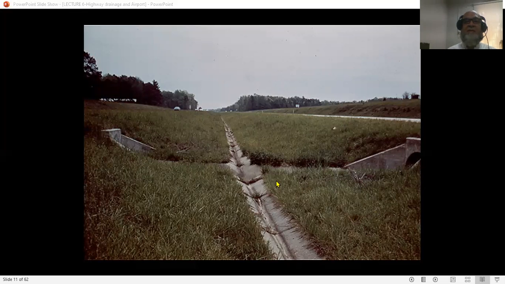This is the example. This is your drainage channel. This is your intercepting channel.